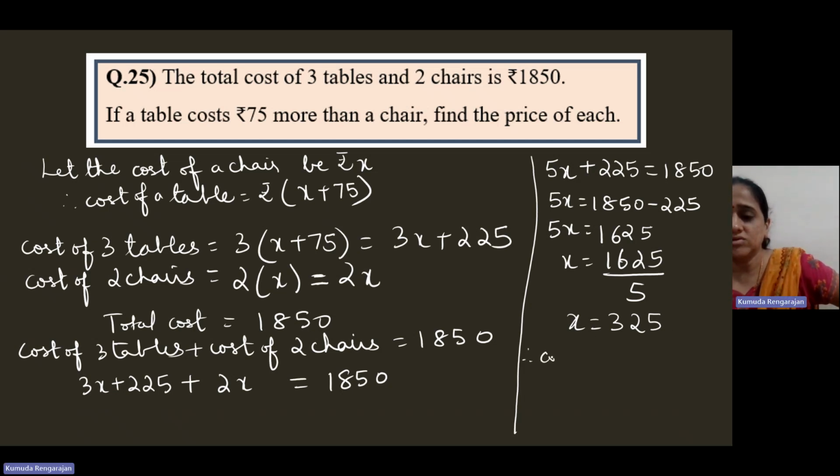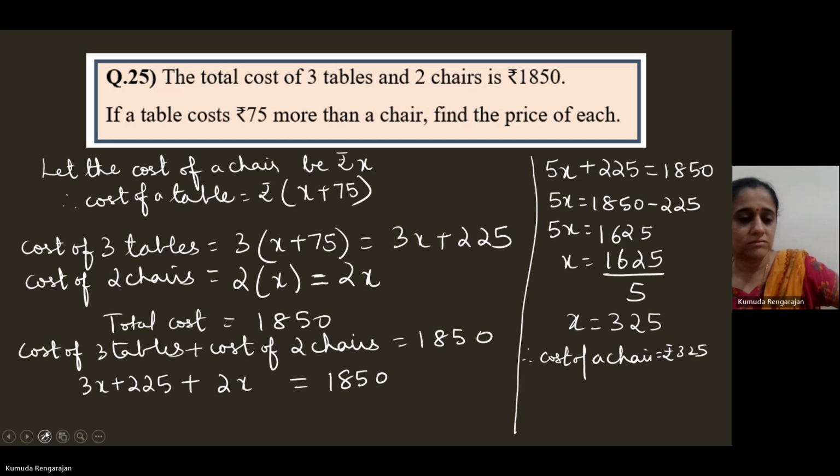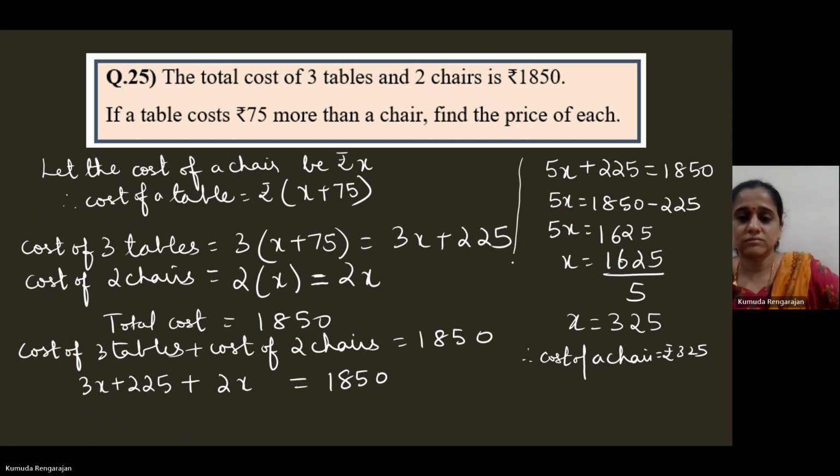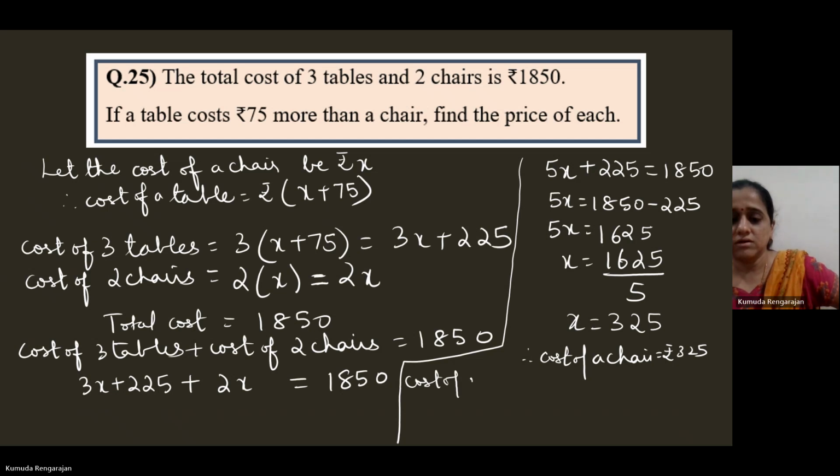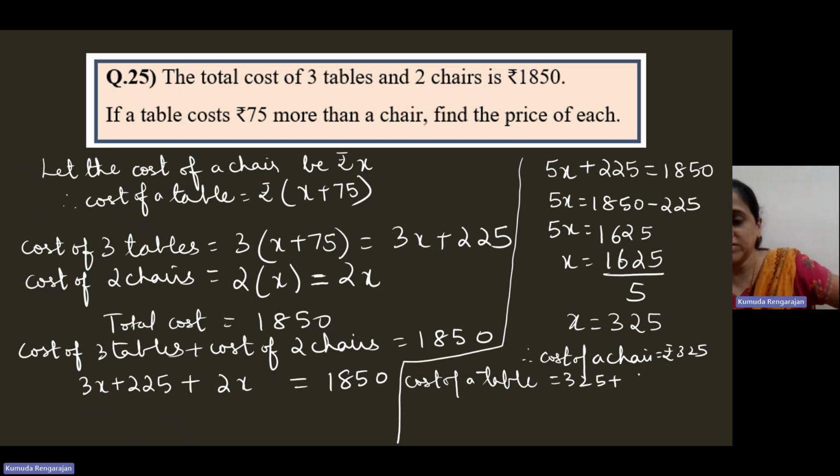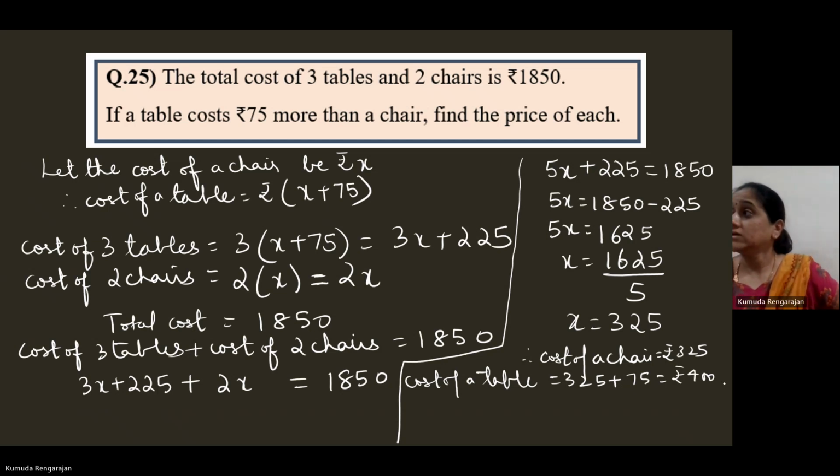So therefore, cost of a chair is equal to rupees 325. And cost of a table is equal to 325 plus 75, which is rupees 400. Okay.